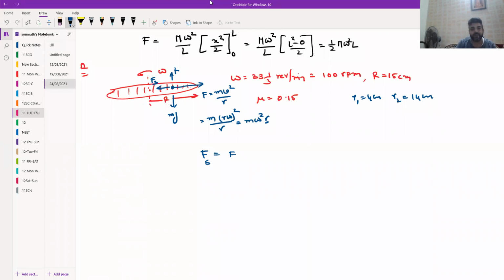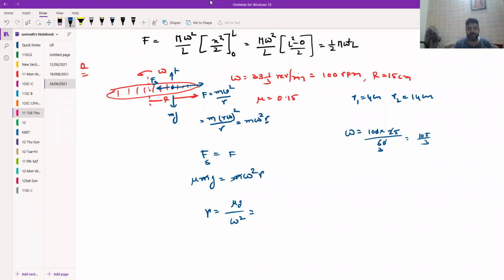So we can say mu mg equals m omega square r. I can cancel the m, and the r is what we have to find out, so r is mu g by omega square. Now, omega is 100 revolutions per minute. One revolution is 2 pi radian, per 60 seconds. So I can cancel and get omega equal to 10 pi by 3.